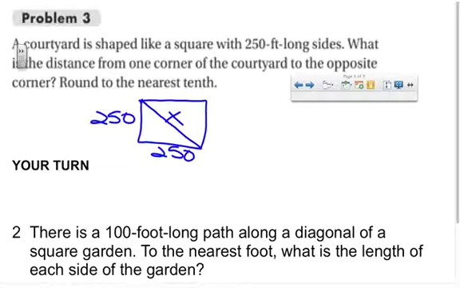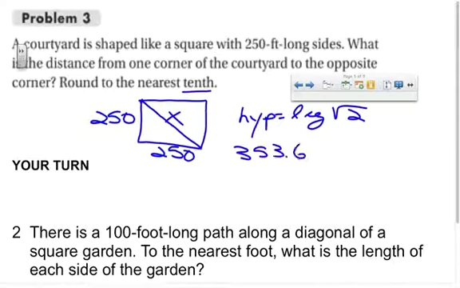All right. So in this problem, what we're finding is the hypotenuse of this 45, 45, 90. And once again, in your notes, you have that the hypotenuse is leg radical 2. Conveniently, it's asking you to round your answer to the nearest tenth. So what you're typing into your calculator is 250 times the square root of 2. And when you round to the nearest tenth, we have 353.6 feet.